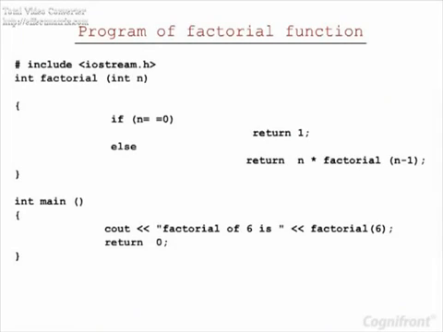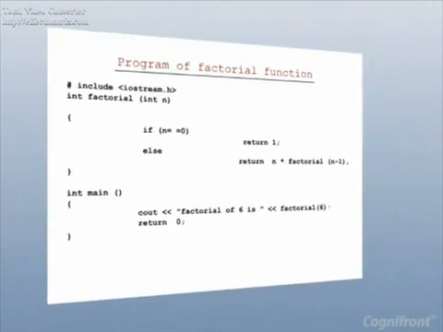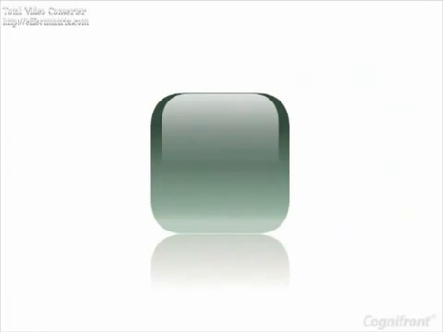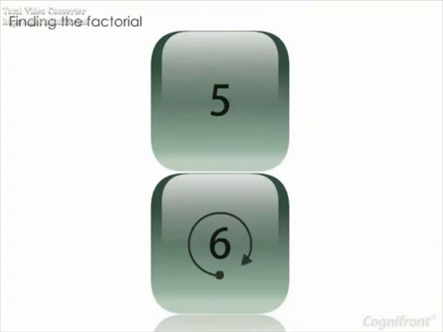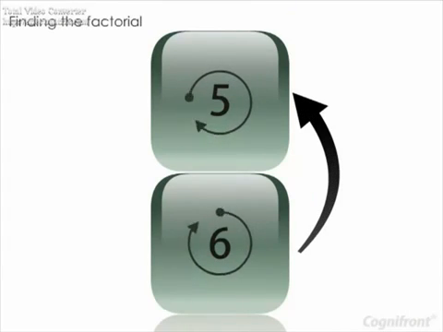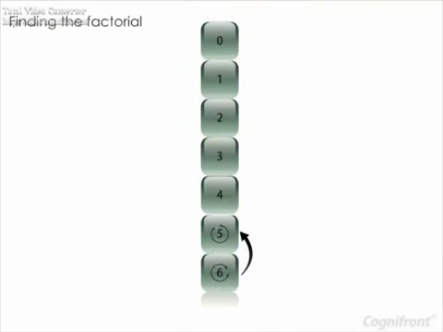Observe the factorial function. Let's understand this function with the help of an example. So let's find the factorial of 6. We will represent the computation graphically. As you can see, function factorial of 6 calls function factorial of 5, which in turn calls factorial of 4, and so on.